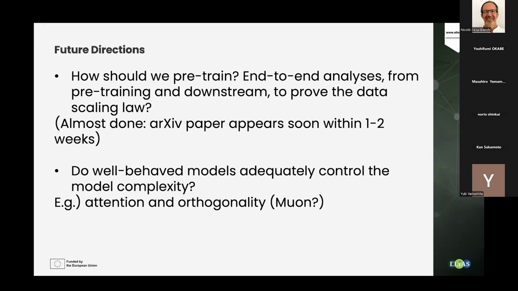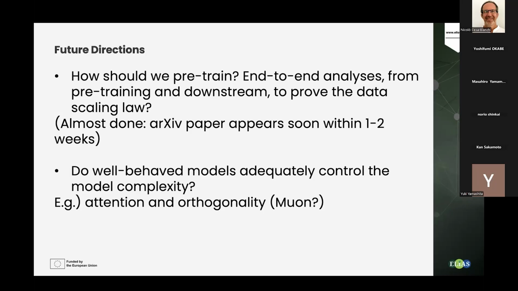And for future direction, in this talk we don't give any concrete pre-training algorithms, just writing some sufficient conditions to achieve the data scaling law. But the question is, how should we pre-train? Can we do end-to-end analysis to exhibit the provable data scaling law? Actually, this is almost done, and the arXiv paper should appear soon.